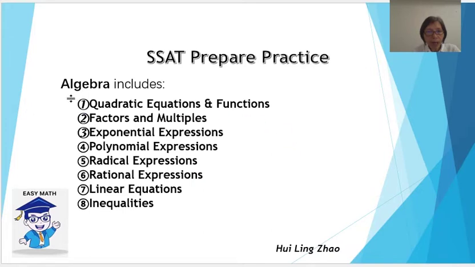Next, algebra includes 8 sections. Number 1, quadratic equation and functions. Number 2, factors and multiply. Number 3, exponential expression. Number 4, polynomial expression. Number 5, radical expressions. Number 6, rational expression. Number 7, linear equation. Number 8, inequality.